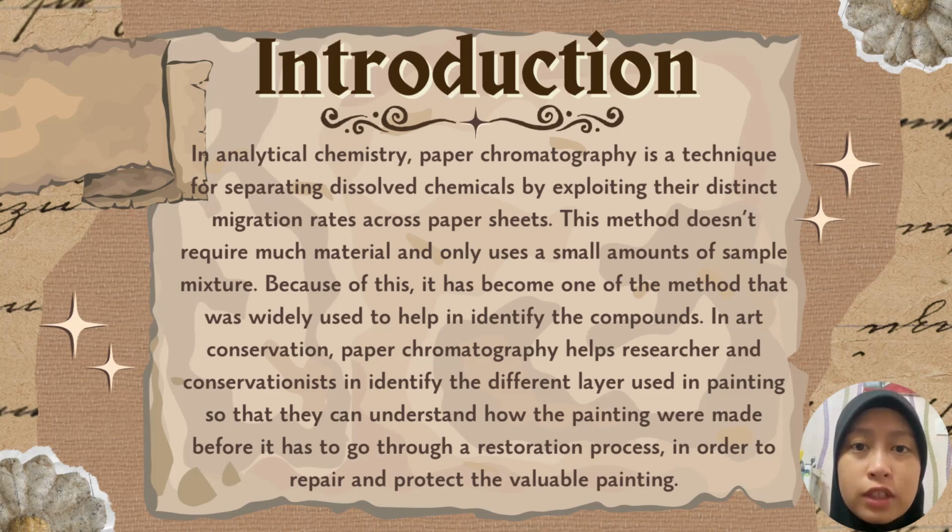In art conservation, paper chromatography helps researchers and conservationists in identifying the different layers used in a painting so that they can understand how the painting was made before it has to go through a restoration process in order to repair and protect the valuable painting.